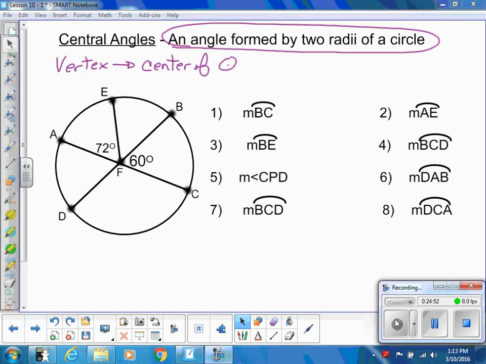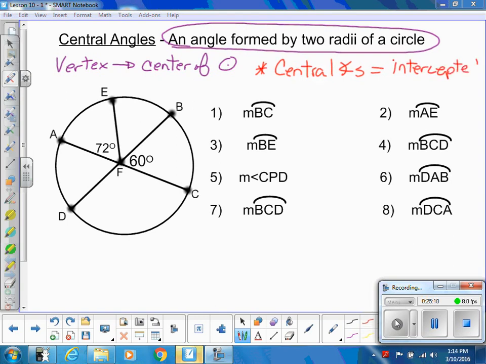Now, if I want to find measures of them, the key thing to understand is central angles equal their intercepted arc. I can't spell. Central angles equal their intercepted arc.